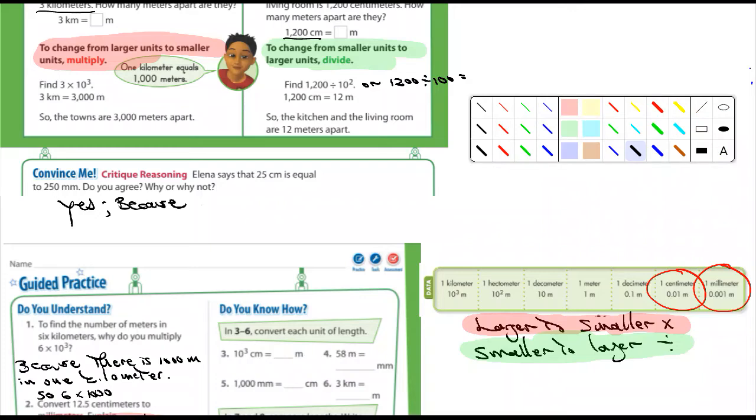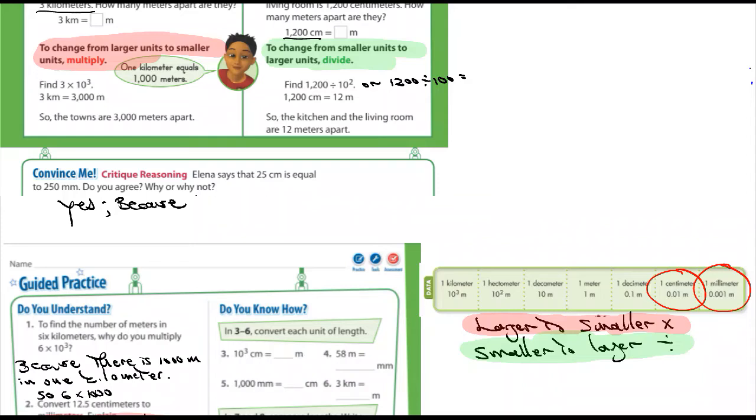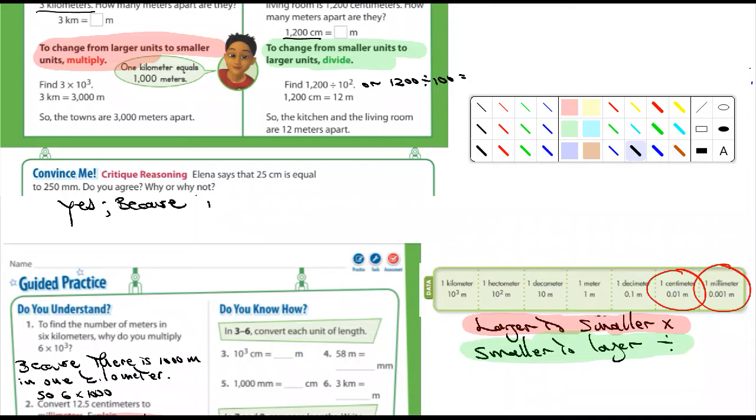Yes, because the difference is times 10 between centimeters and millimeters.